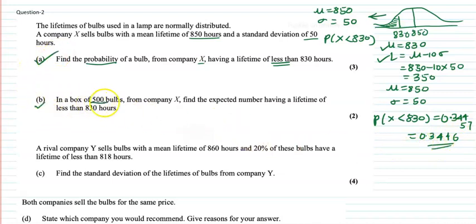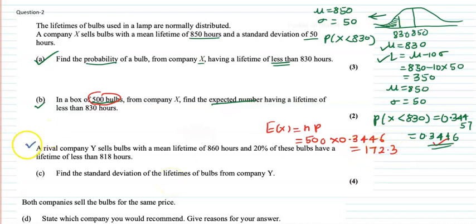B: in a box there are 500 bulbs from company X, and find the expected number. So always remember, expected number is given by n times P. Here n is 500, and the probability we have just found is 0.3446. So 500 times 0.3446 comes to nearly 172.3.